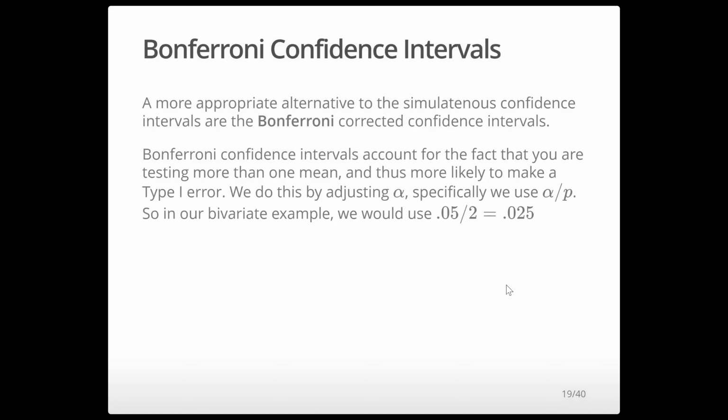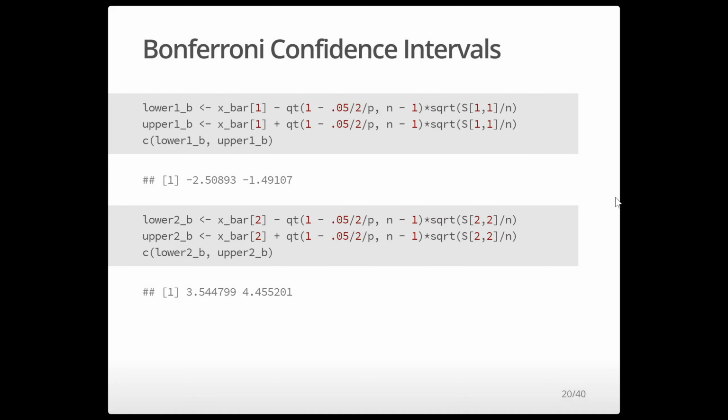And so a really common way to do this is the Bonferroni correction. So the Bonferroni correction divides the critical value alpha by the number of variables you have. So you take alpha divided by p. So it's really just an adjustment for alpha. And so here we would use alpha divided by 2 because we have p variables. So 0.05 divided by 2. So our actual critical value would be 0.025.